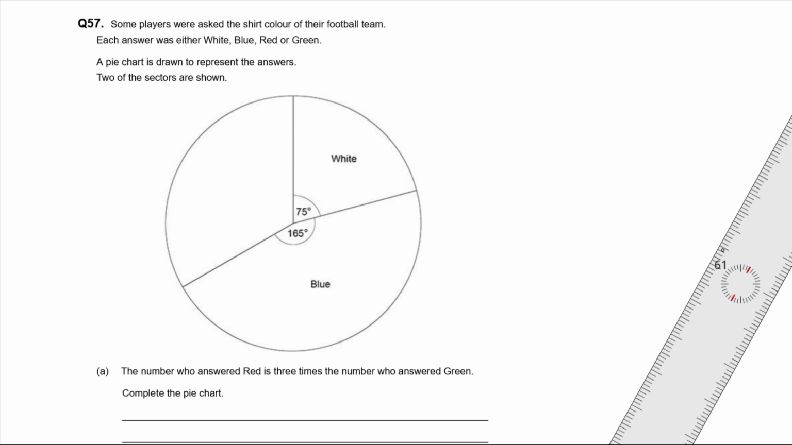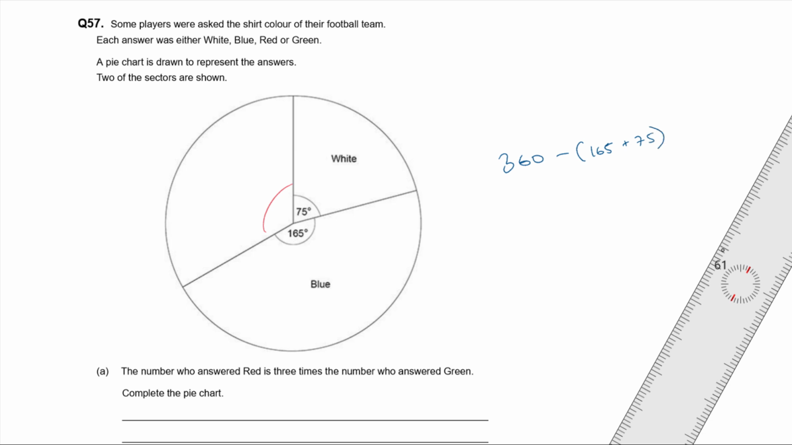Okay, so the number who answered red is 3 times the number who answered green. Complete the pie chart. Okay, so what angle have we got here to share out between these two to start with then? What's the remaining angle there? Okay, so we've got 165 and 75. If I take that away from 360, it should tell me what's left to share out between my red and my green sector. Okay, so 360 minus the 165 angle plus the 75 angle.